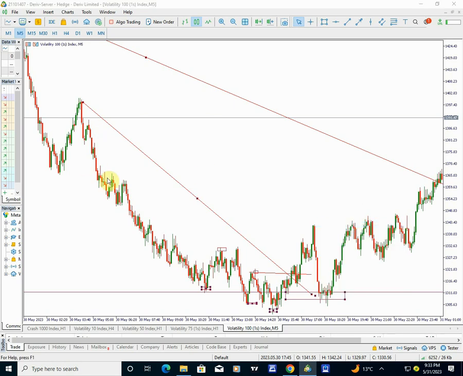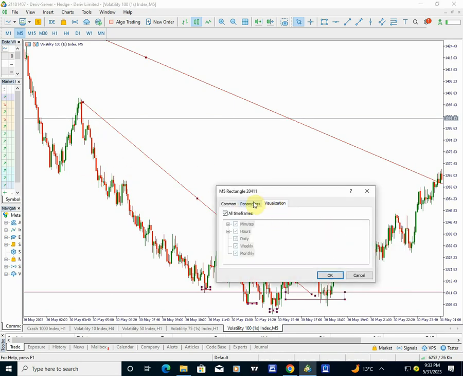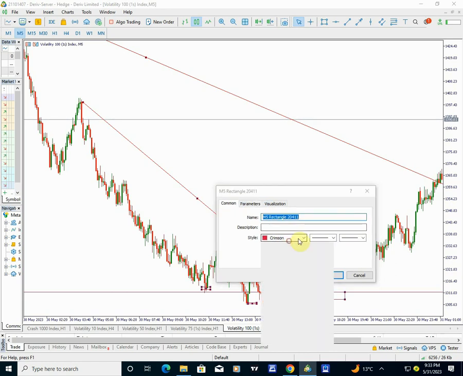Let me just change the color, so it looks a bit clearer.